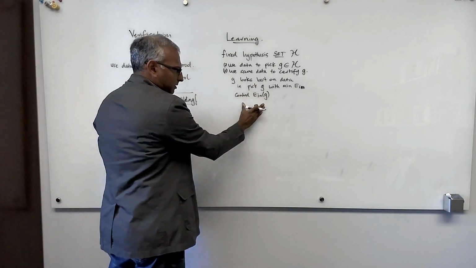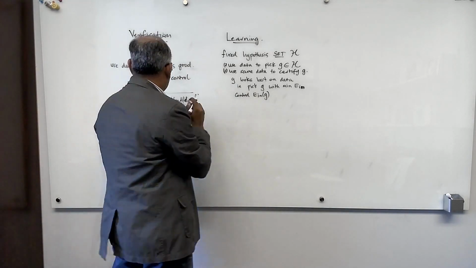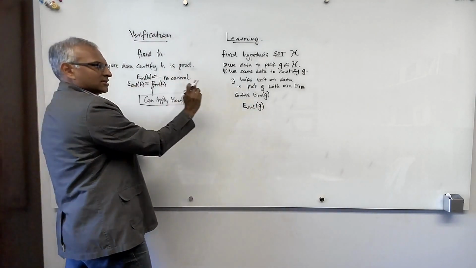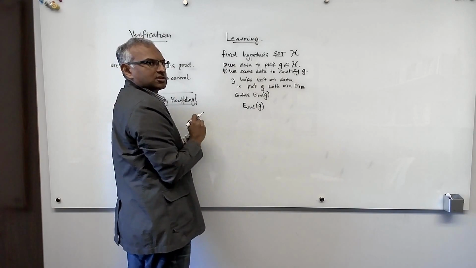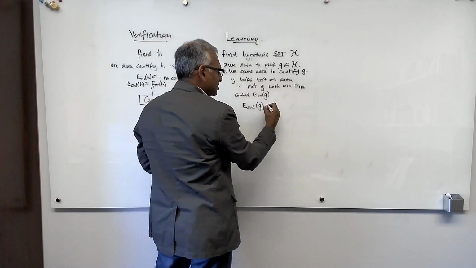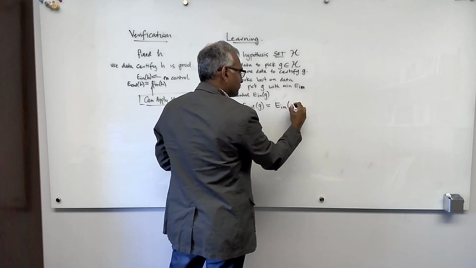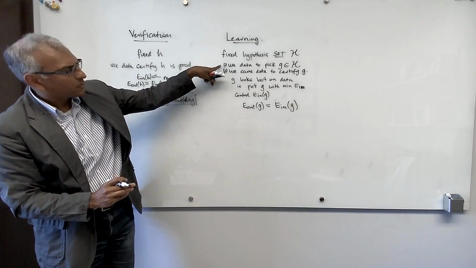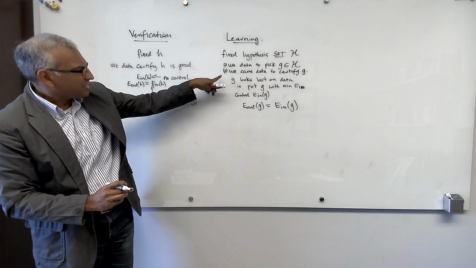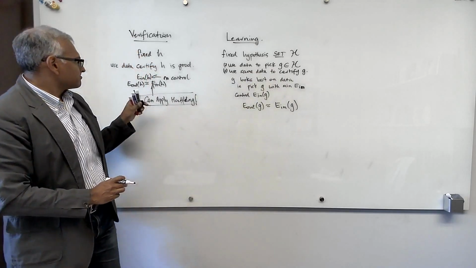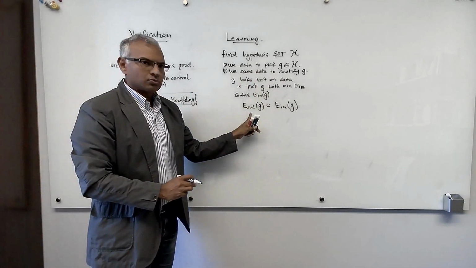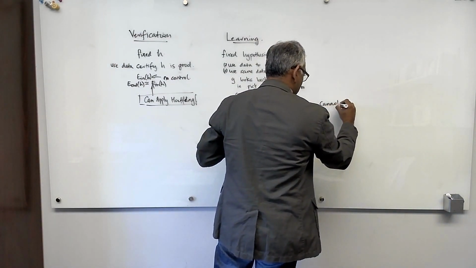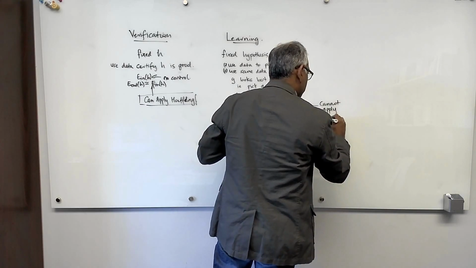If we wanted to apply Hoeffding in this scenario, we would like to make a claim that E out of G, notice the difference, this is a fixed H. This is a G that came out of a picking process, out of a choosing process. We would like to claim that E out of G is approximately equal to E in of G. And it turns out that because of this fundamental first step where we use the data to pick G, and then we use the data to certify G, whereas here we only use the data to certify, because we're using the data to pick G, you cannot apply Hoeffding.